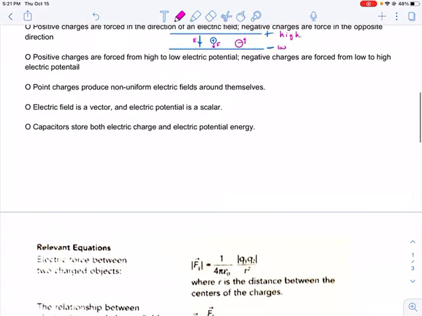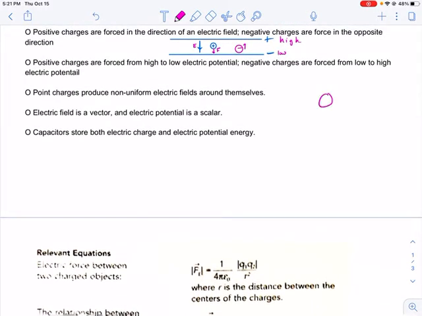Point charges produce non-uniform electric fields around themselves. So we looked at that too. If I have a point charge that's positive, the electric field is going to radiate out in all directions. Now, when we hand draw these, the field looks kind of like that. We also, though, saw in simulations a vector field where there are little vectors like this showing the strength of the field.